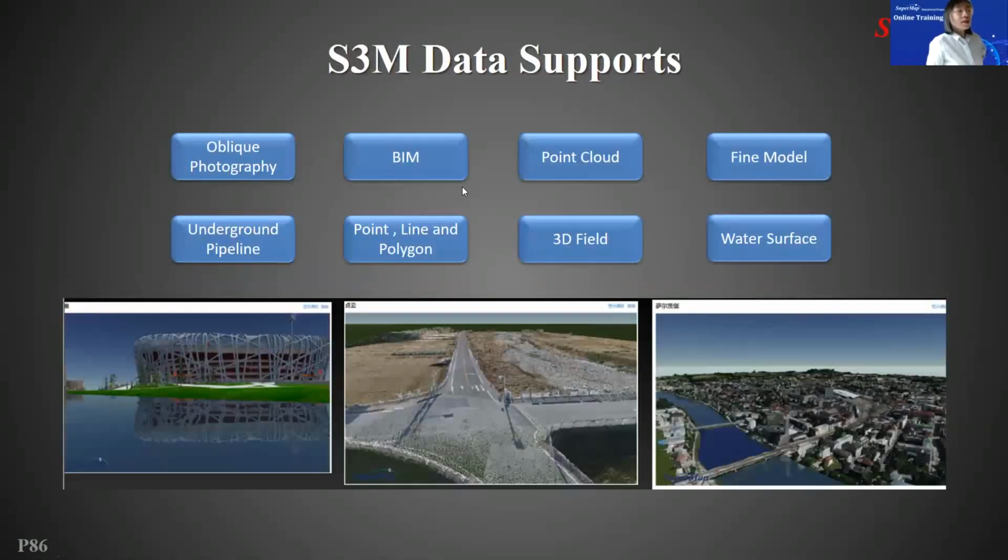So that's the data that S3M supports. We have oblique photogrammetry models, manual models like 3D Max or SketchUp models, underground pipelines, BIM models, point clouds, 3D fields, and water surfaces, which you can create in iDesktop. And fine models, which are also manual models, and also 2D vector data.